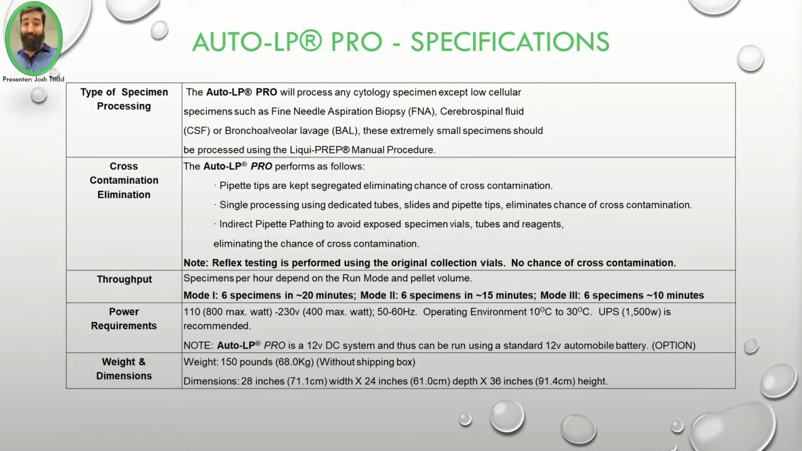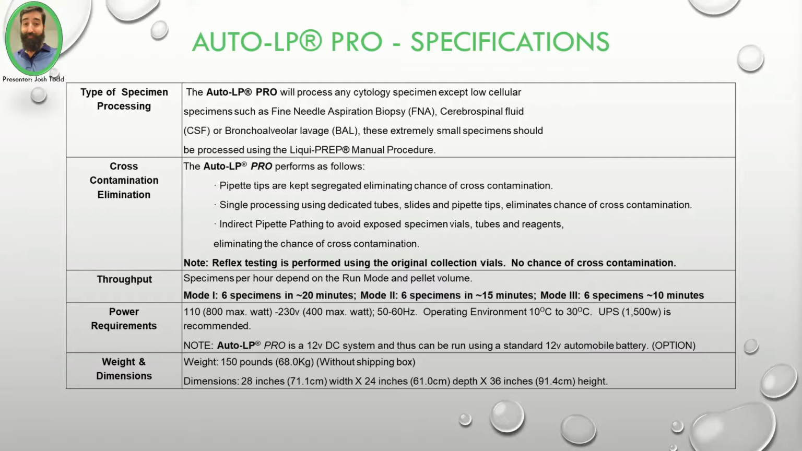AutoLP Pro specifications. Types of specimen processing. The AutoLP Pro will process any cytology specimen except for low cellular specimens such as fine needle aspirates, cerebral spinal fluids, or bronchial lavages. These extremely small specimens should be processed using the liquid prep manual procedure.